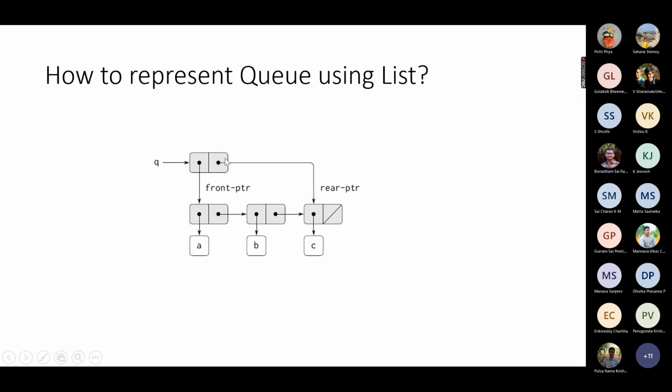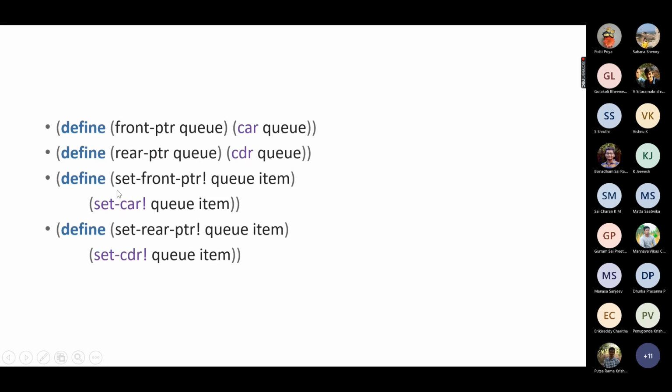So that means it will return the CDR part. From this, we can understand the rear pointer and front pointer. Now, if you look at these mutators, set front pointer, given the queue and item, you're going to modify the queue.